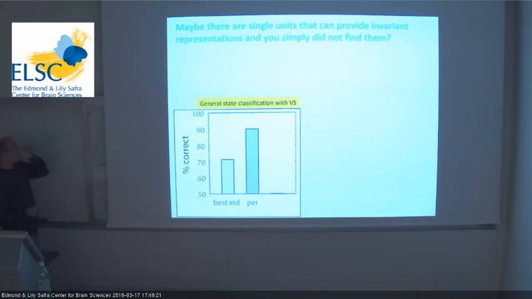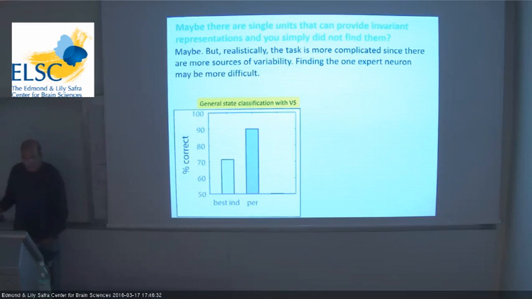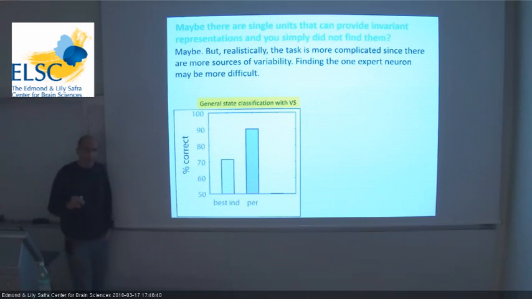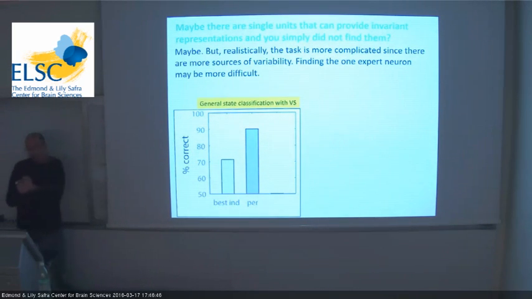Now, you may say, and the reviewers have said, maybe there are single units that can do a perfect job, and you just didn't record from them. And my answer to this is that it's possible. Of course, we do not know. We do not sample all the neurons in the accessory olfactory bulb, but in reality, the task is actually much more difficult than we modeled here, because we just looked at a limited number of sources of variability, dilution and the strain and the state.